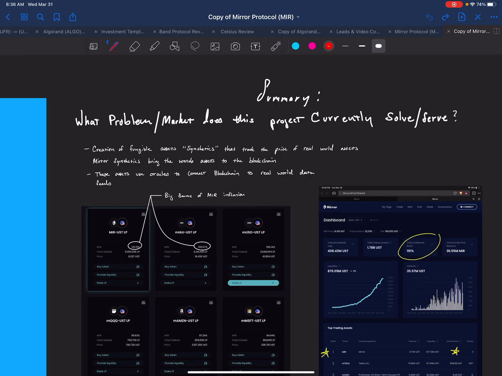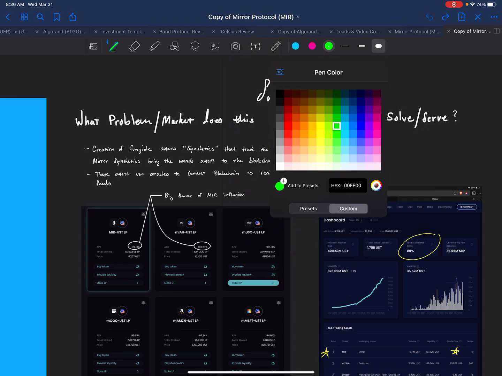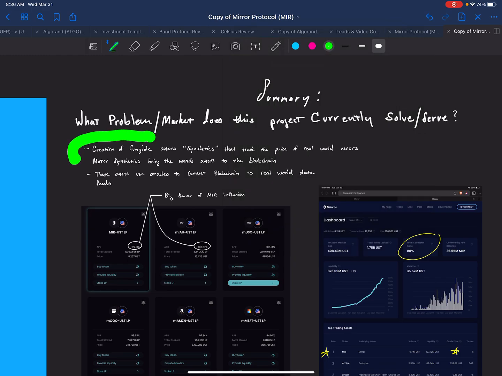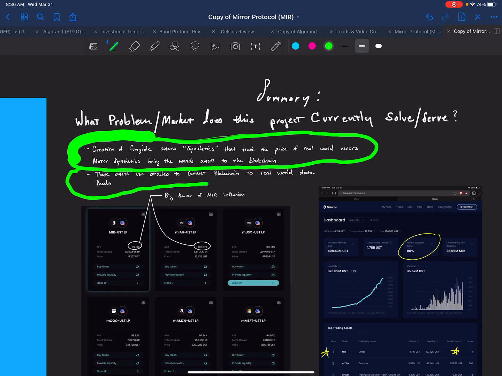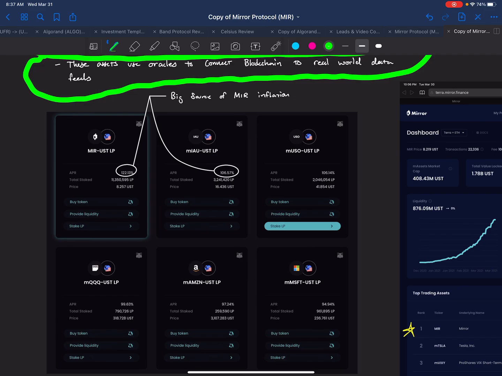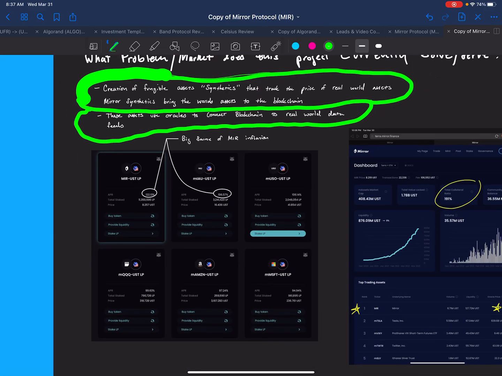It allows for the creation of fungible assets. Assets known as synthetics that track the price of real-world assets to the blockchain, and so it basically mirrors these real-world assets so that you can trade them on blockchains. These assets use oracles to connect the blockchain to real-world data points, right? So that's the service provided. So you can trade on any data feed.